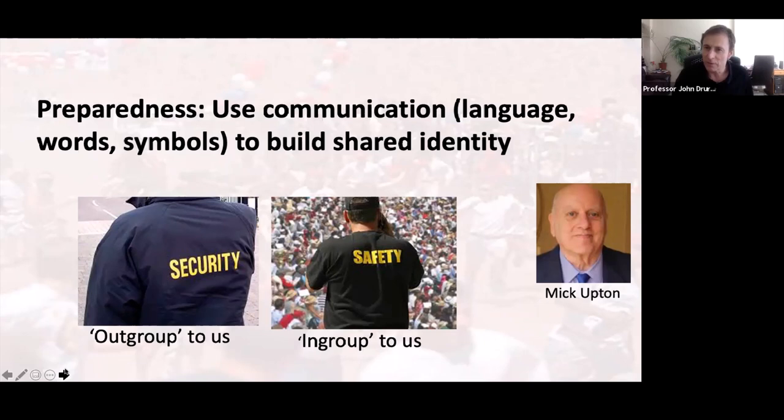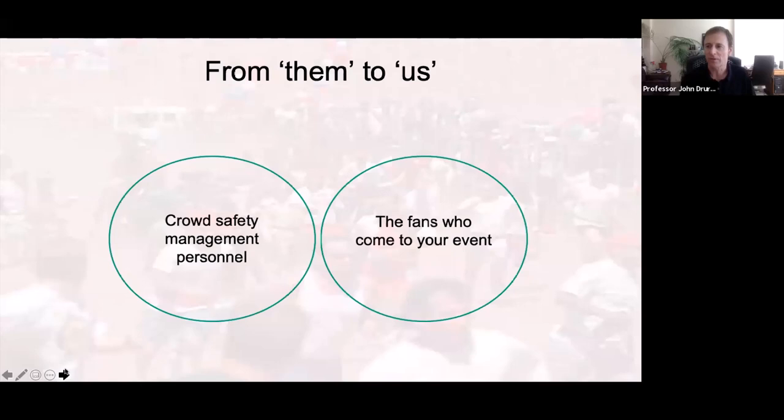Why is that? In our terms, security personnel are possibly seen as other, as outgroup, whose function is to secure the venue, the location, whereas safety personnel are more likely to be seen as in-group. Their role, their function is to ensure our well-being. So that's one example. Let me give you another example of this. How do we go from them to us?